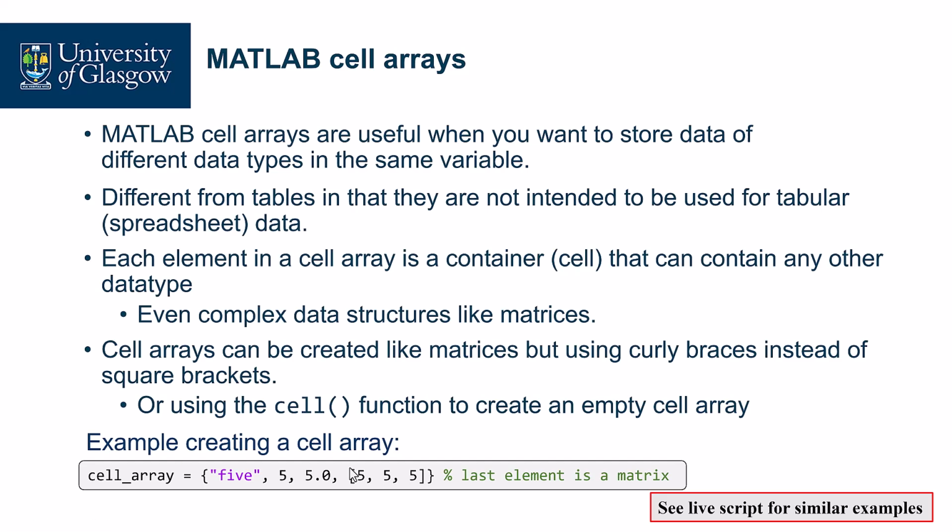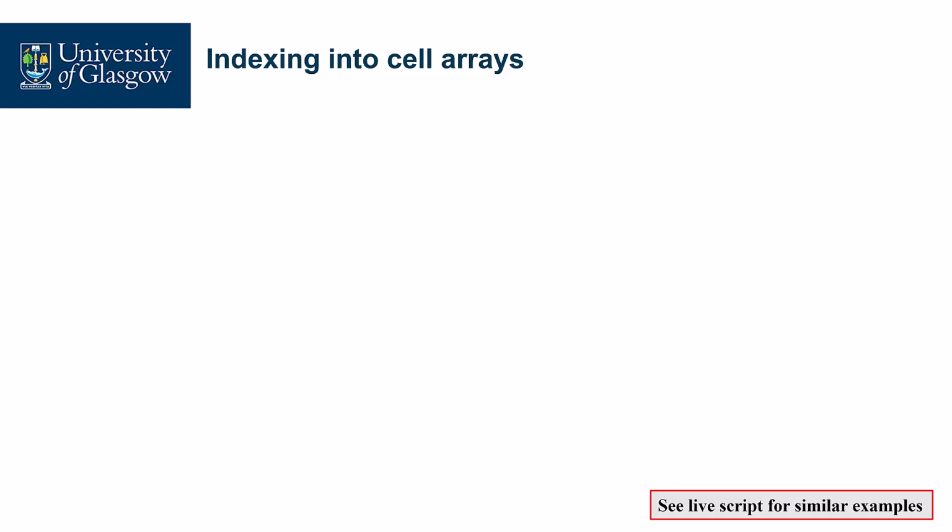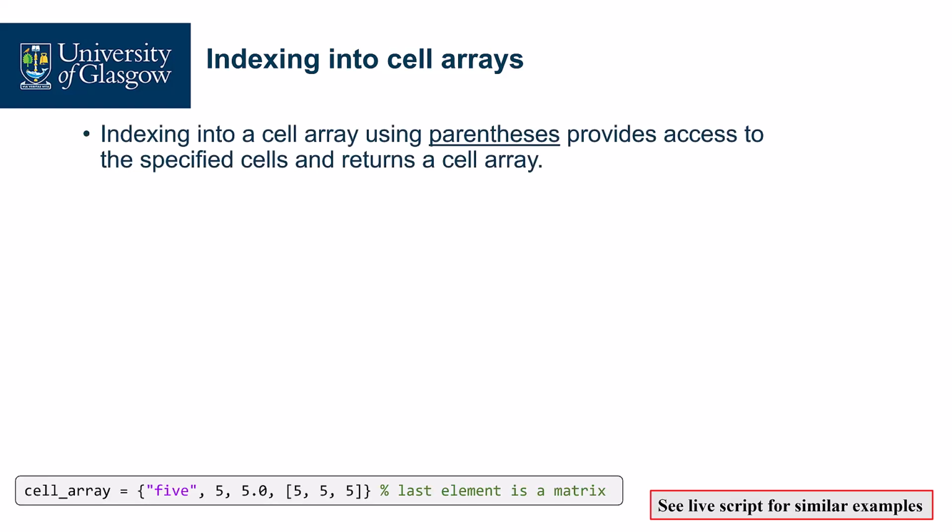So when I create a cell array, following our steps, what shall we do next? We need to know how to index its elements, right? There are 2 ways. The first way is to use parentheses. This is as we use in matrices and tables. And remember, when we do this, the return value is still a cell array. So let's see an example.